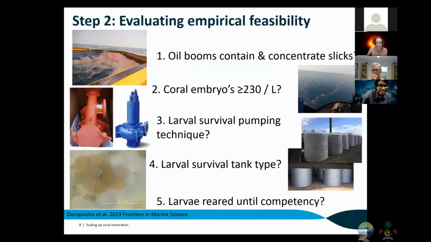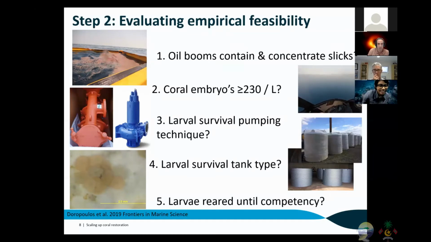So the second step of our trial of this presentation is how we evaluate empirical feasibility. We had 5 major questions which we wanted to test and address, and that is, can we use oil booms to contain and concentrate slicks? The second part of it was, can we find live embryos in slicks at greater than 230 per litre, which is the only published information that we could find at the time?